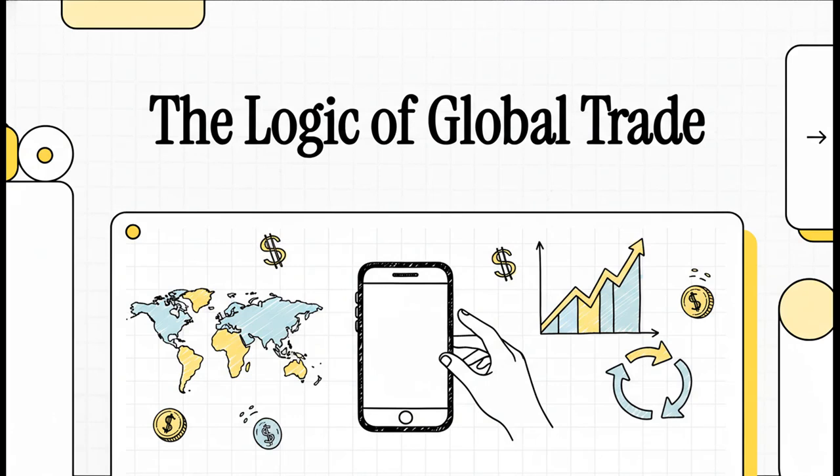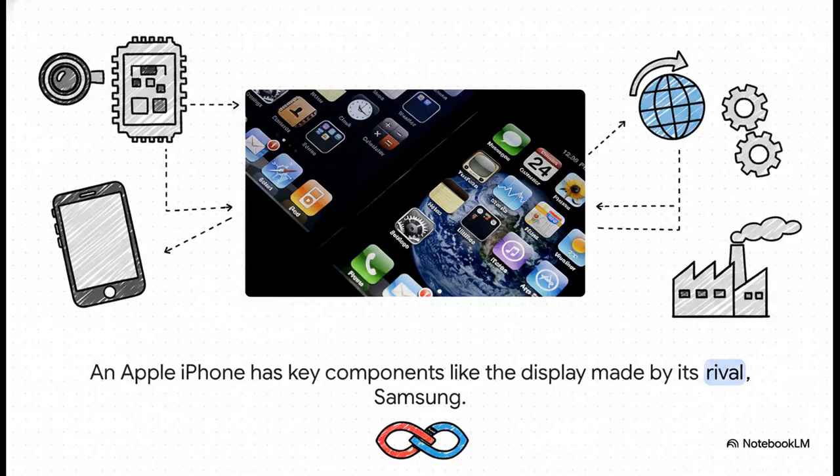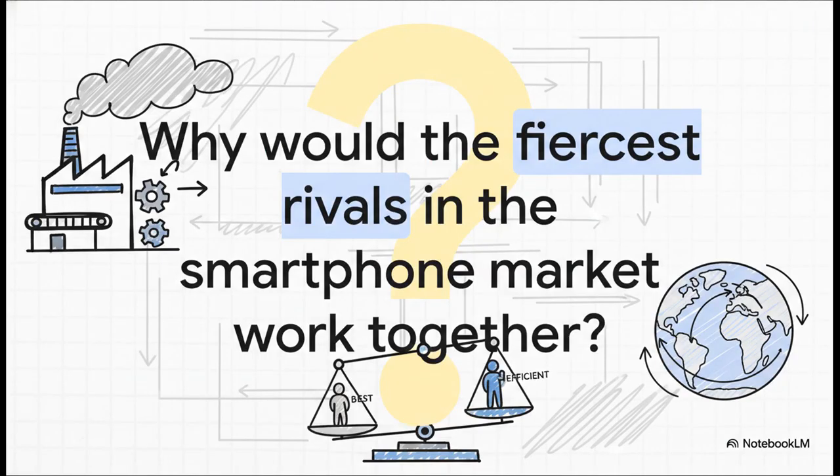That phone in your pocket, it holds the key to one of the most powerful and honestly counterintuitive ideas in all of economics. I mean, just take the iPhone. It's an absolute icon of Apple design, right? But for a lot of models, that brilliant screen you're looking at and the amazing camera inside, they're actually made by Samsung, Apple's biggest and fiercest rival. So, what gives? Why on earth would these two giants collaborate like that?